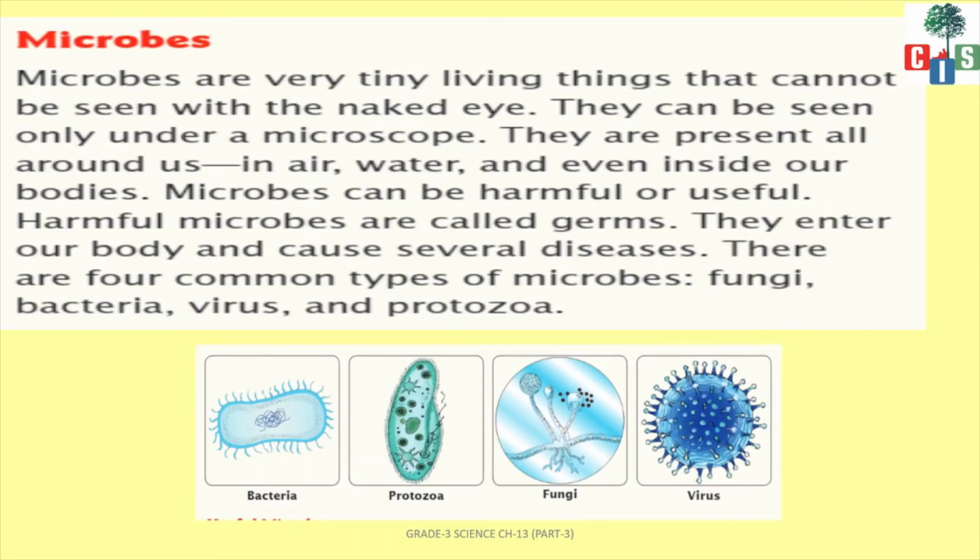Now we will see about microbes. These microorganisms grow on our food, so we will talk about them. Microbes are very tiny living things that cannot be seen with our naked eyes. With our normal eyes we cannot see them. Where can we see them? We can see them under the microscope. They are present all around us in the air, water, and even inside our bodies. Yes, some microbes are harmful, but some microbes are helpful also.